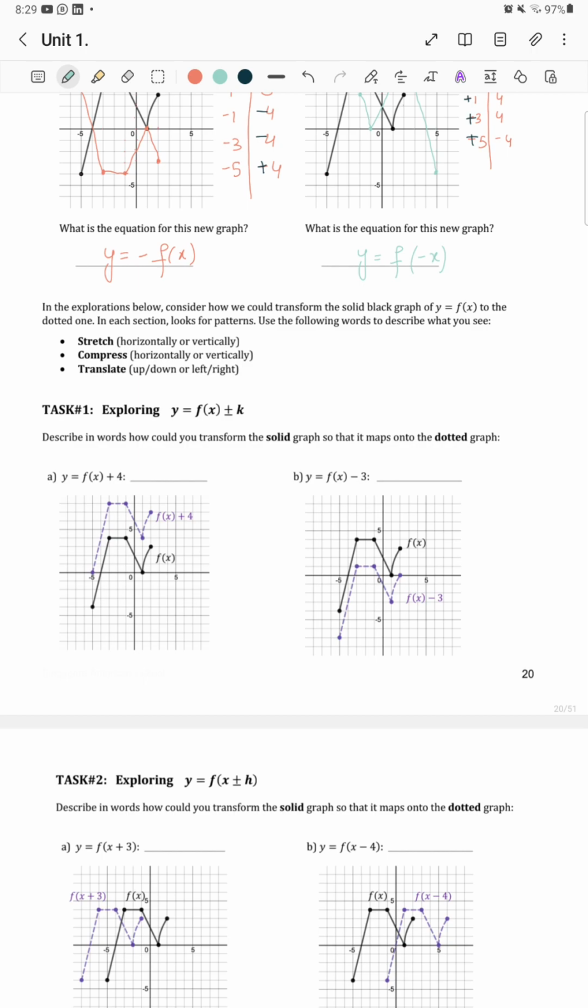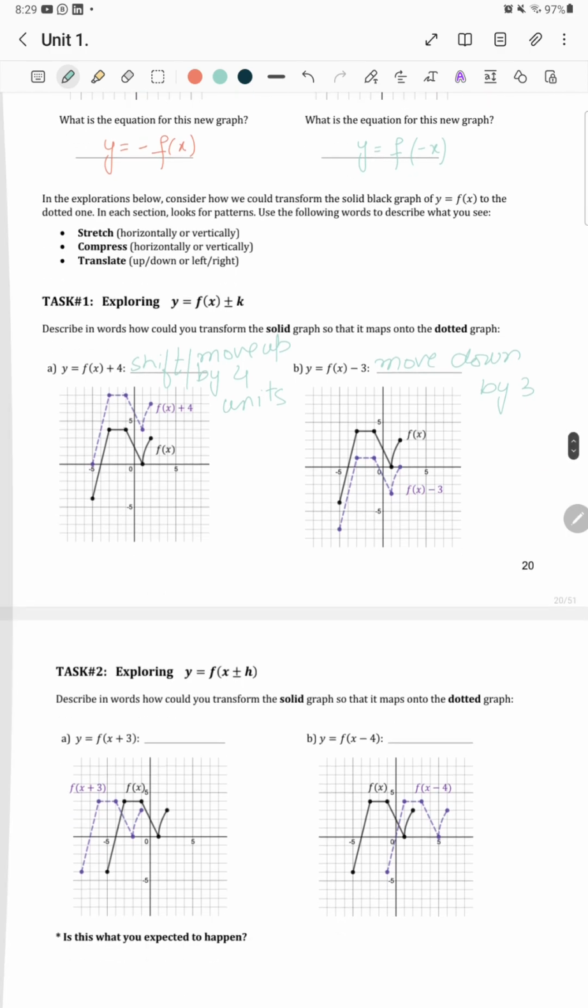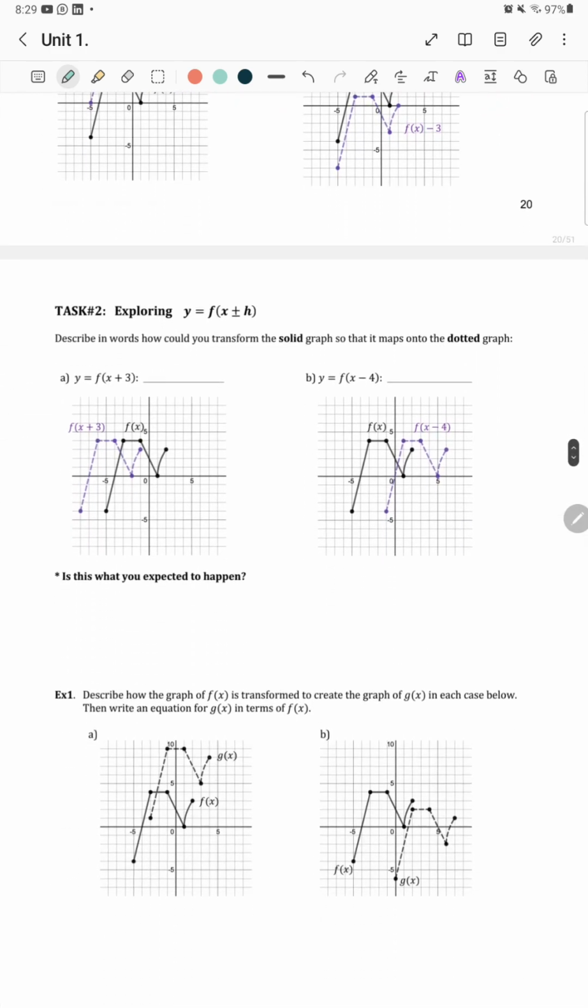So it's f of x plus 4. What we need to do is shift this graph upwards by 4 units. For f of x minus 3, we need to shift downwards, or move down, by 3 units. Next, y is equal to f of x plus or minus h.